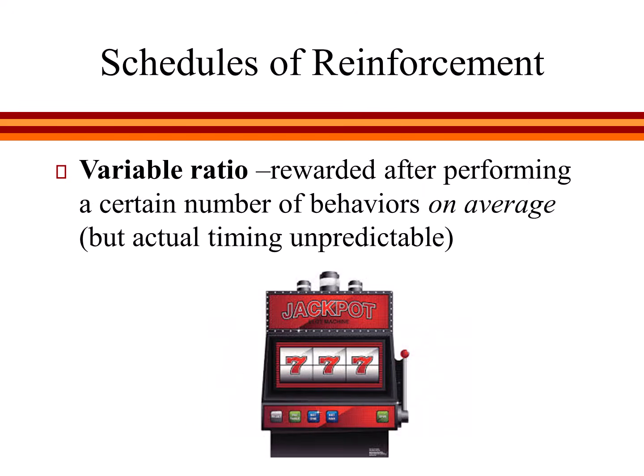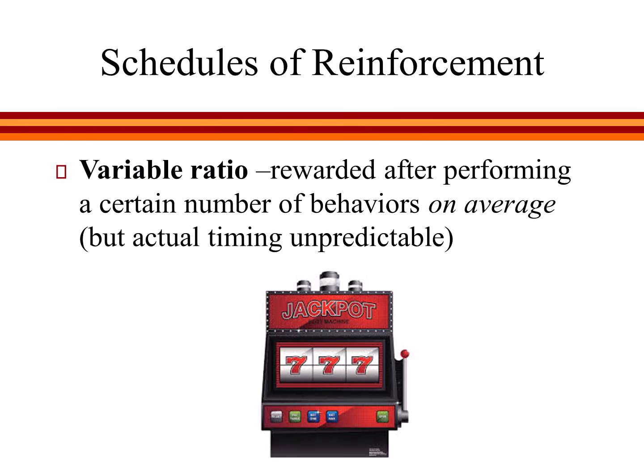In a variable ratio schedule, you are still rewarded based on the number of responses or the number of times you perform a behavior. However, because the schedule is variable, the timing of the reward is no longer fixed or predictable. Instead, you might be rewarded for performing the behavior on average a certain number of times, but you never know for certain when a reward is coming.